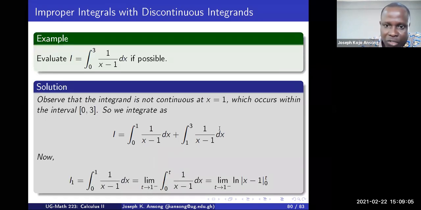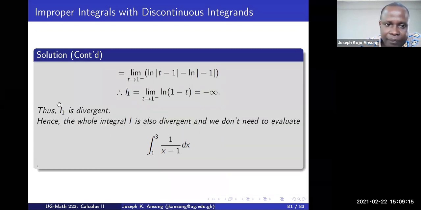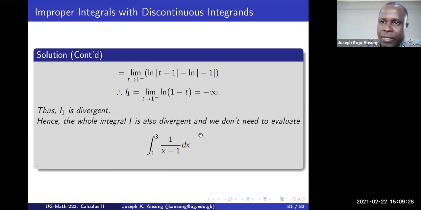Remember that there were two integrals, this and this. But we've just seen that the first one is divergent, going to negative infinity. So we really don't need to even evaluate the second integral. This is divergent, hence the whole integral I is also divergent. We can just conclude that the integral is divergent.